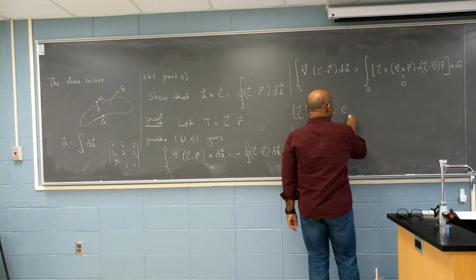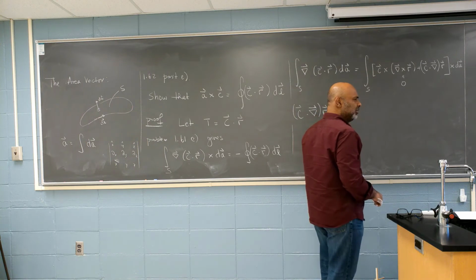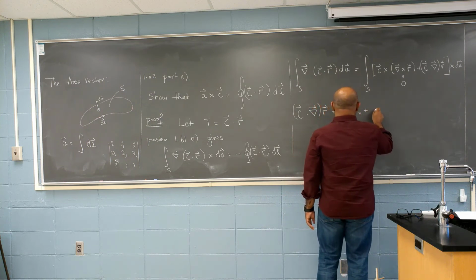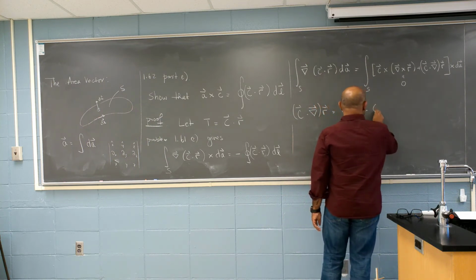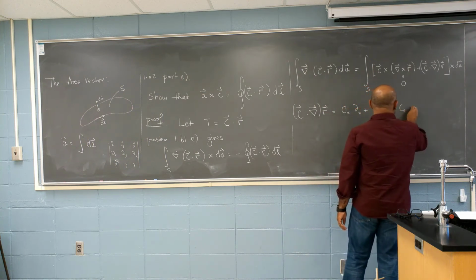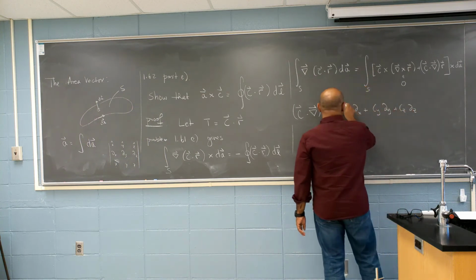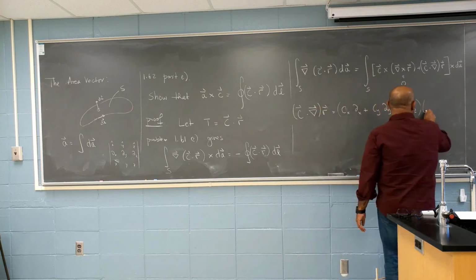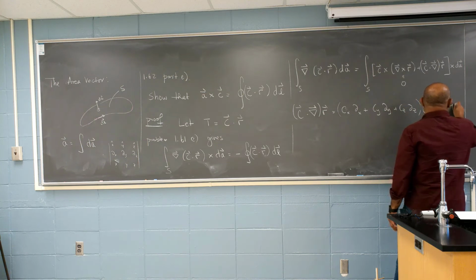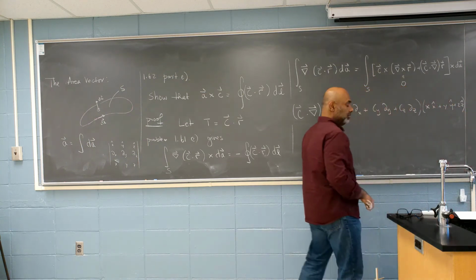Okay, how did I write a vector C? Cx partial x plus Cy partial y plus Cz partial z acting on x, x hat, y, y hat, z, z hat. That's what this is.